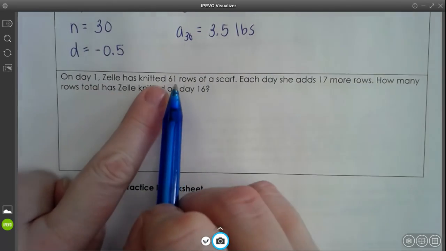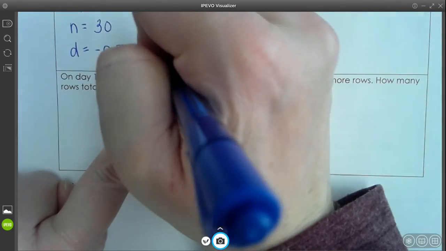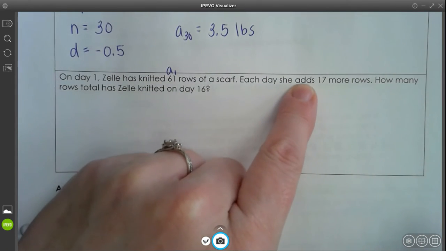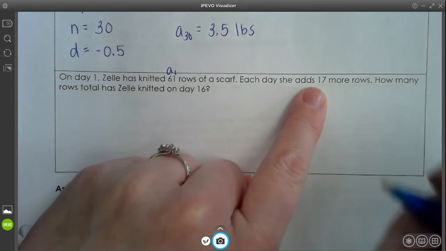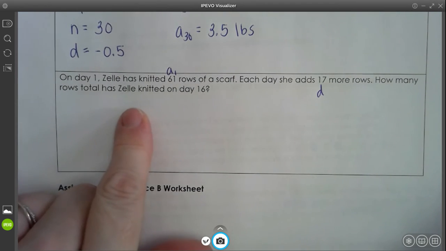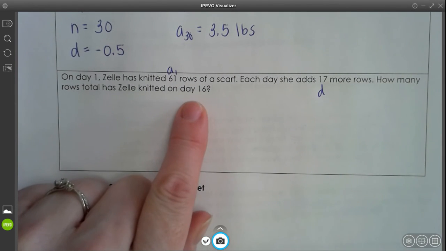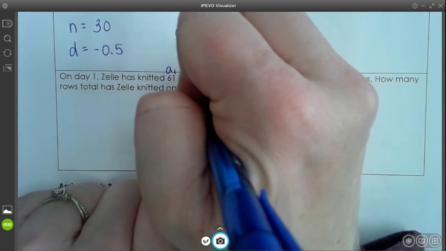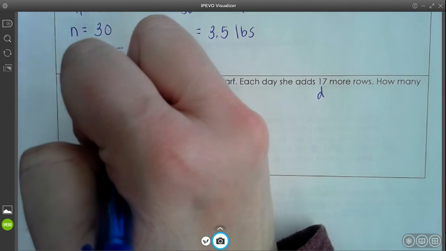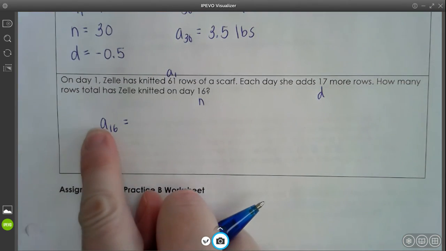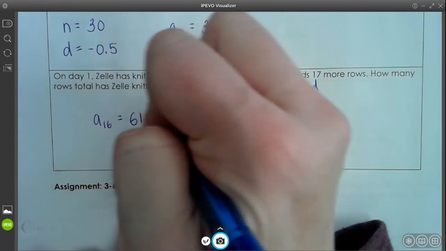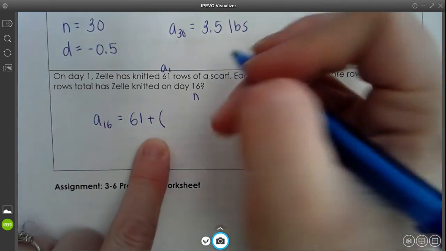Each day she adds 17 more rows. So the number she's adding, that's our common difference. We're adding 17 every day. How many has she knitted on day 16? So after 16 days, where are we at? That's our n. Okay, so we're going to just use our formula. So the 16th term, we always start with a sub 1, which is 61, plus, and then in parentheses, n minus 1, so 16 minus 1, times the common difference. In this case, it is a positive 17.